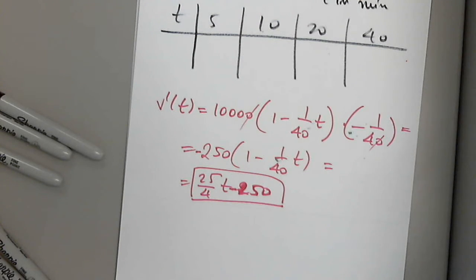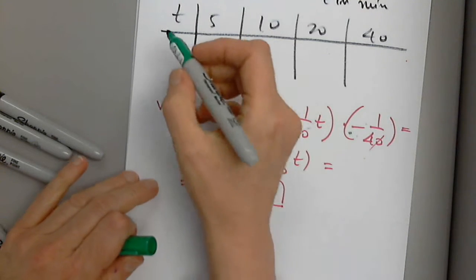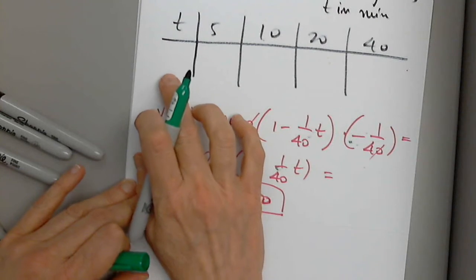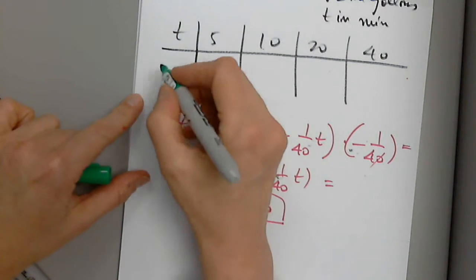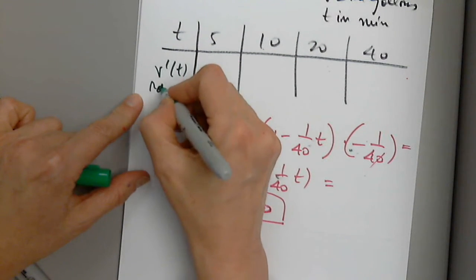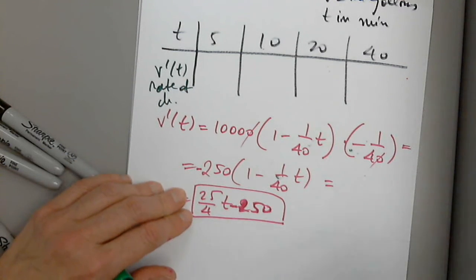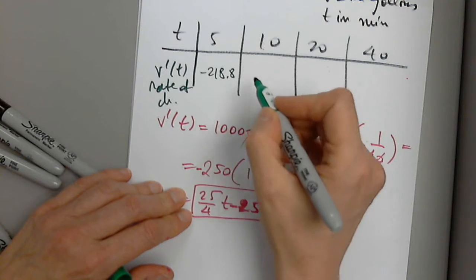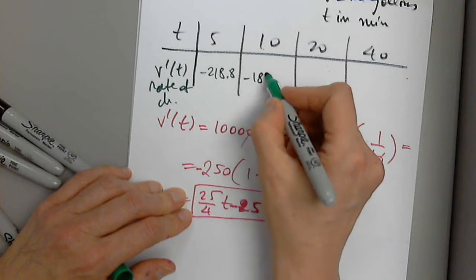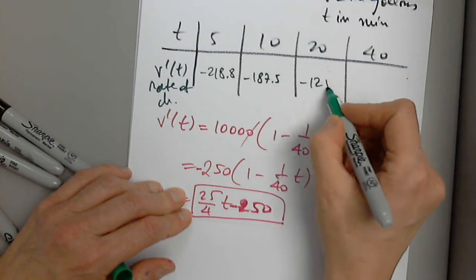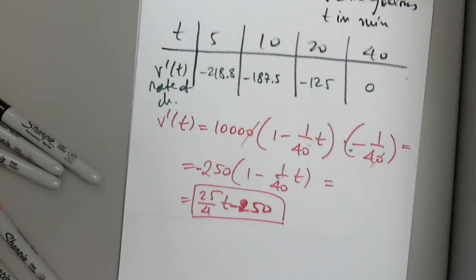So I copy the numbers. I wanted you to tell me what to put in here, but you already did. Of course, it's V prime of t, which is the instantaneous rate of change. At 5, we got negative 218.8. At 10, negative 187.5, negative 125, and 0. Excellent job.